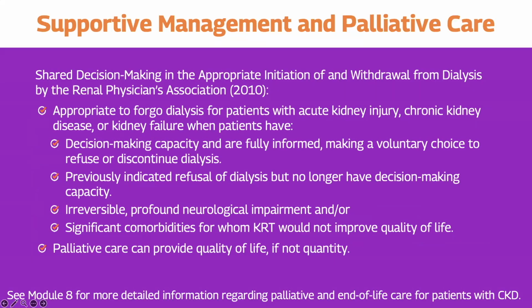Palliative care can provide quality of life, if not quantity. It can be offered at any point in the patient's illness. The goal of palliative care is to relieve suffering throughout a patient's illness, thus improving the quality of life for the patient and their family. It consists of team collaboration, providing patient relief from symptoms, pain, and stress of that serious illness, as well as transitional care.